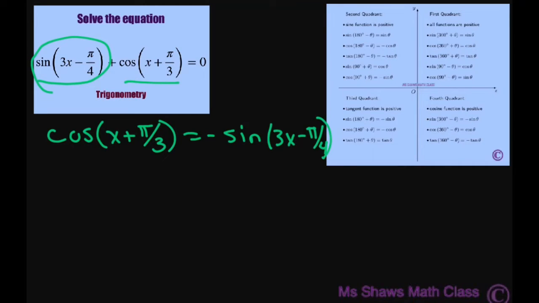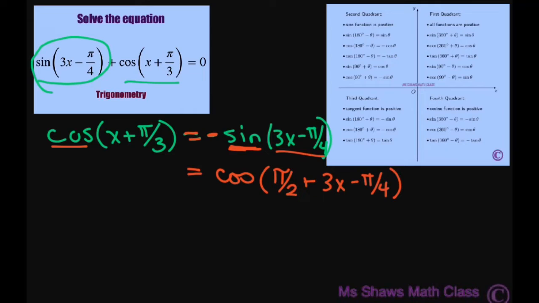Now, my goal here is to get these two to be the same. So I know that for my cofunctions, I can write sine as a cosine, and then I have the negative here, as long as I add 90 degrees. So I'm going to do π/2, and then add this argument here, 3x − π/4. All right, so these two are equivalent for cofunctions.